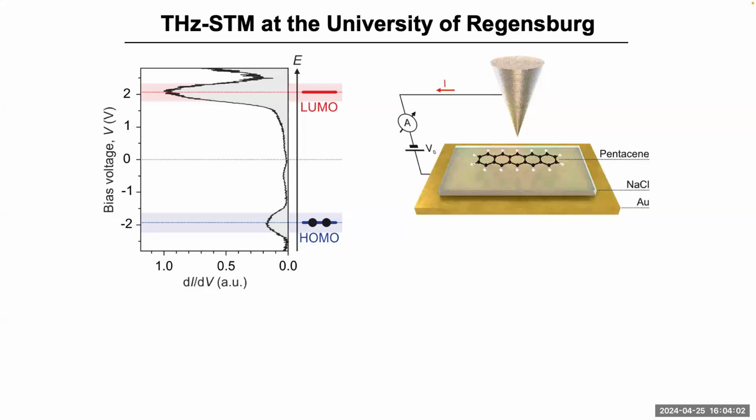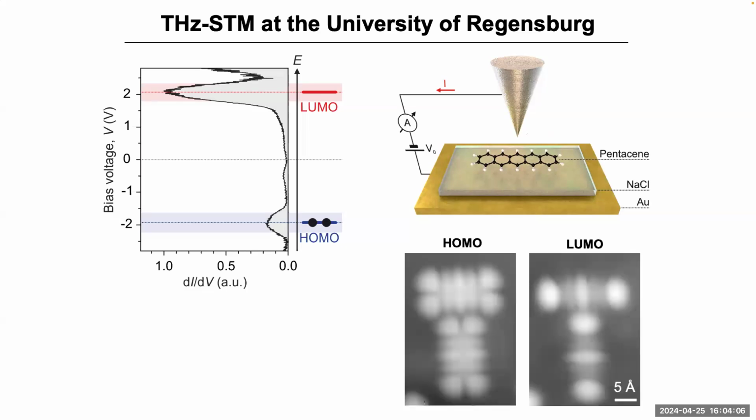Now, the really cool thing about this is, if you set your voltage to either of those and you take a picture, the picture looks different. You trace out the electron density of that orbital.